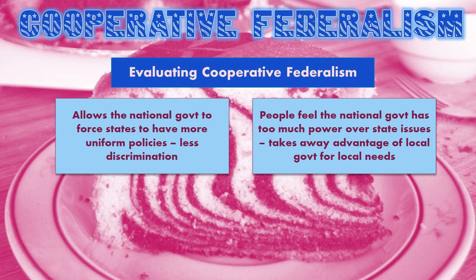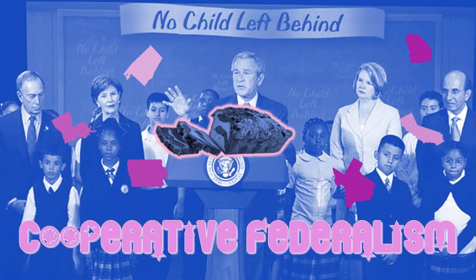The bad side of this is we have a lot of people who think that the national government has taken away too much power from the states. And so these things that used to be state issues, they've taken away the advantage that the local government had to create policies that the people in their jurisdiction liked. So on one way we can say that it's good to have more uniform policies. It leads to less discrimination for everybody. But on the other side of that, we might say that this takes away the flexibility that the states had to meet the needs of their local citizens.